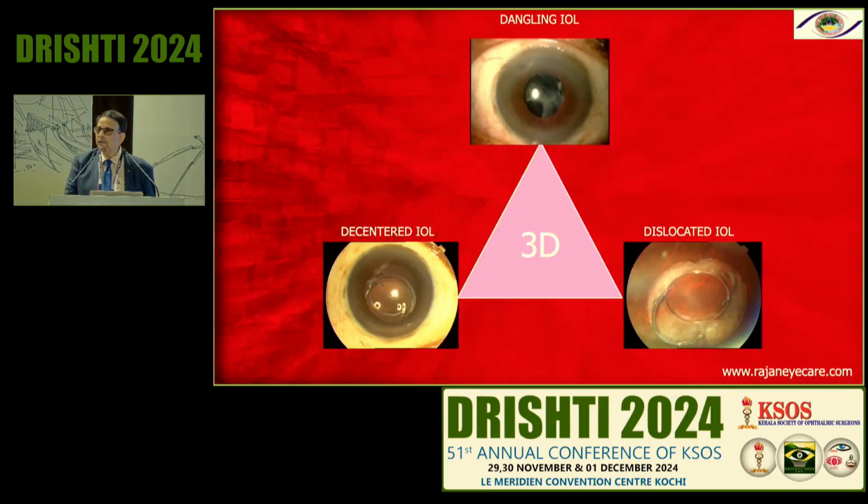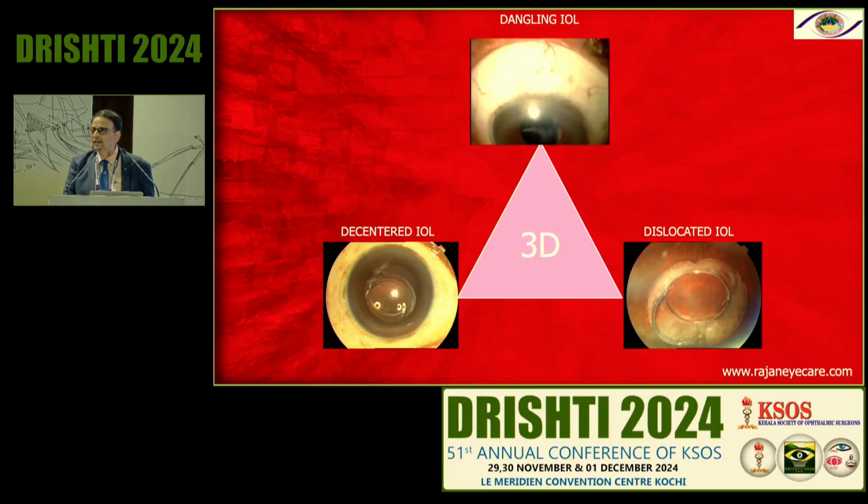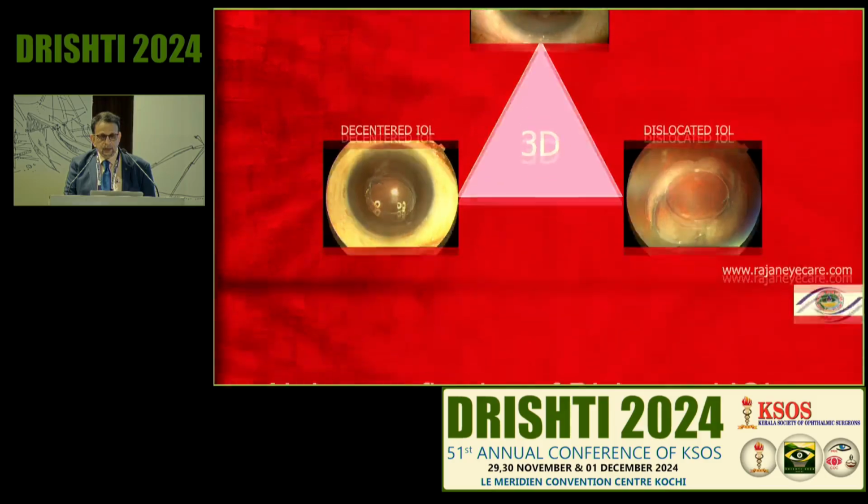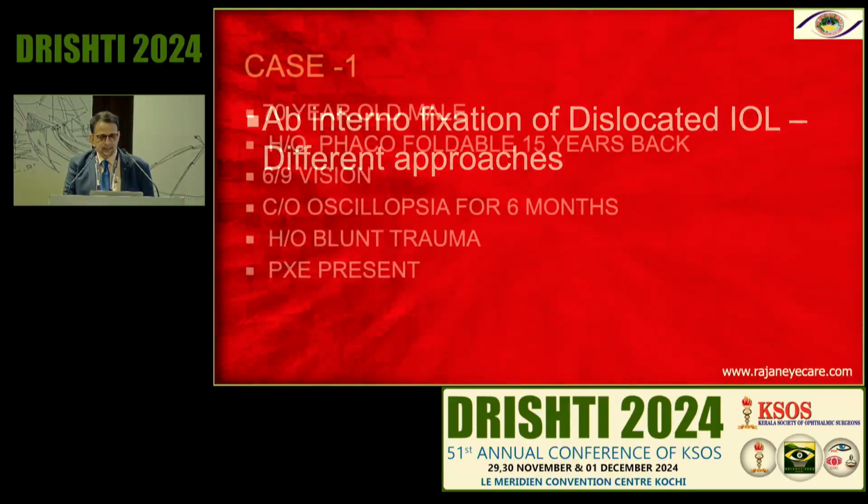So, how many of you have had this problem of late? Especially after COVID, I find that there's a huge number of dislocated dangling IOLs. I don't know for what reason. We see these dangling IOLs, we see the decentered, we see this dislocated into the vitreous as well. So let's see how we manage this, different approaches.